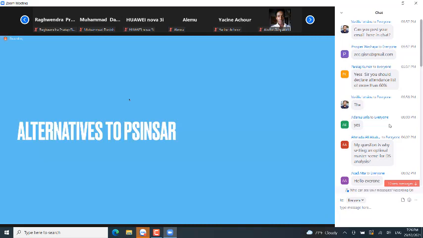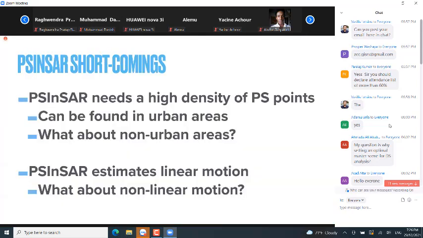Okay, anyway, all right. Now we talked about PS-InSAR, but it's not the only way of doing that. So we have this PS-InSAR, we also have some shortcomings. We need a high density of these PS points to make PS-InSAR work. And we said, okay, that works well in urban areas. But what about non-urban areas? We had a question already last time, right?